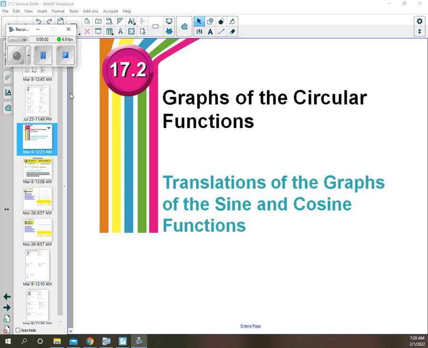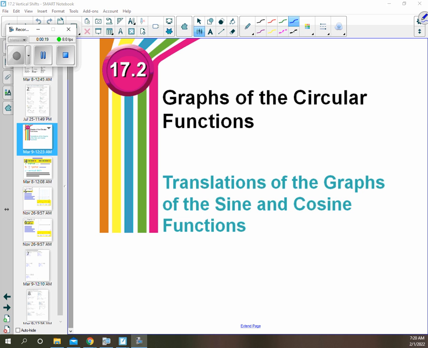Alrighty, we're on to 17.2. We're going to start looking at the last type of transformation for our parent graphs for sine and cosine. We're going to look at a vertical shift, so taking a graph and moving it either up or down. So being able to see what that looks like and where those go in our equation.